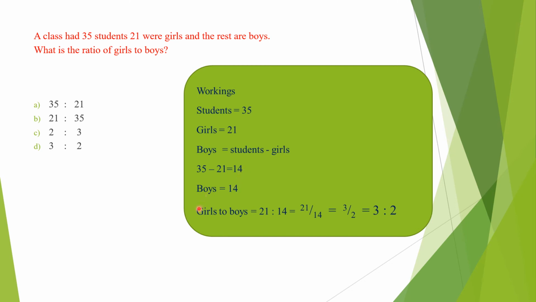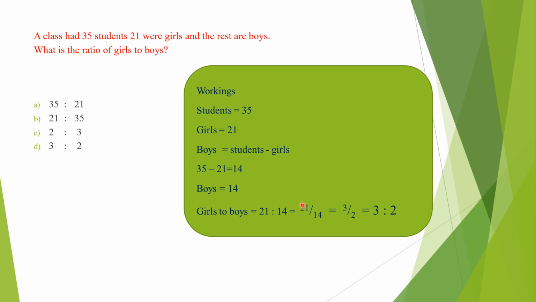Now, as we said before, girls to boys, so you write the girls first. And you write it just as we have it. 21 to 14. Then you look over the answer side with the answer. Do you see 21 to 14 there? No. That simply means we have to do something else with the 21 to 14.